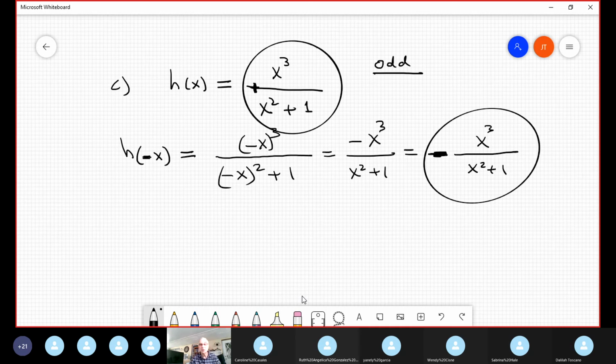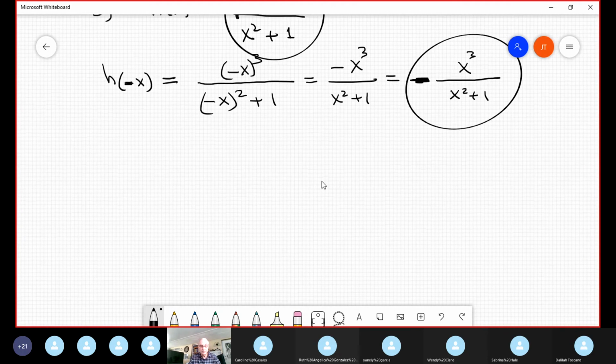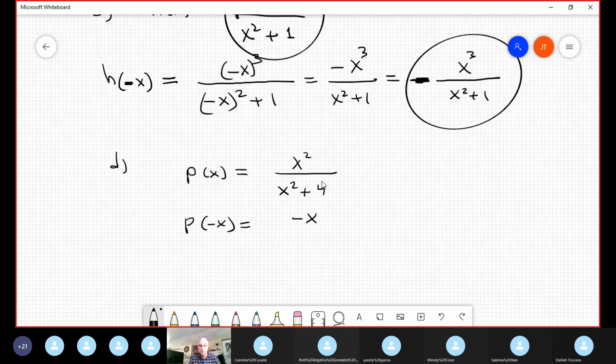Okay, super. And let's do one more. D. D is easy. P of x is equal to x squared over x squared plus 4. Reflection, we are doing reflection now. Entonces minus x squared over minus x. Wait. This is 4 power. This is 4 power plus 4.